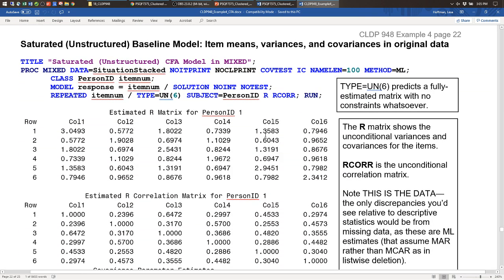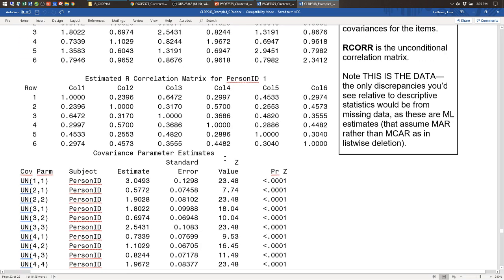The other baseline in SEM is a saturated model, right? That's the best model. That means you have saturated means, so each item gets its own mean, same here, and each item gets its own variance, and all possible covariances, right? We call that unstructured. So that's your other baseline.